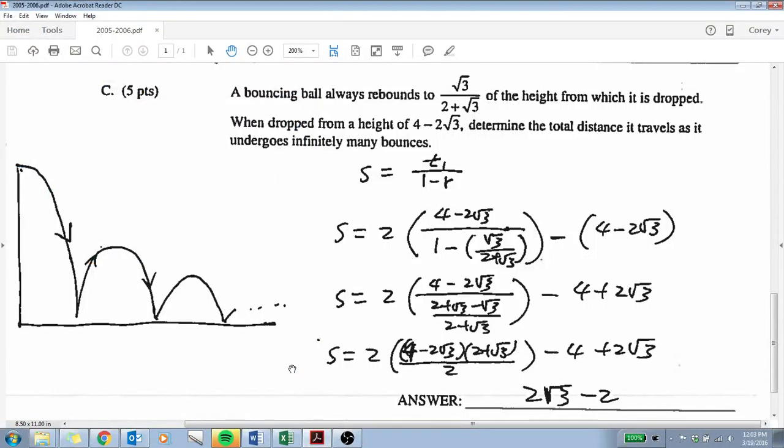A bouncing ball always rebounds to √3/(2+√3) of the height from which it is dropped. When dropped from a height of 4 − 2√3, determine the total distance it travels as it undergoes infinitely many bounces.